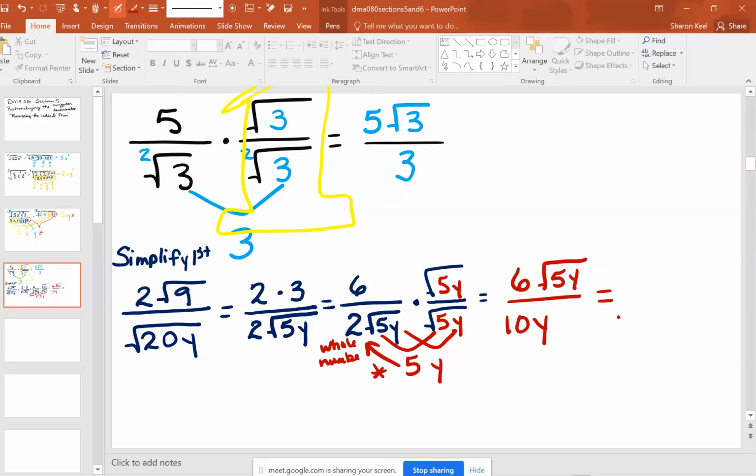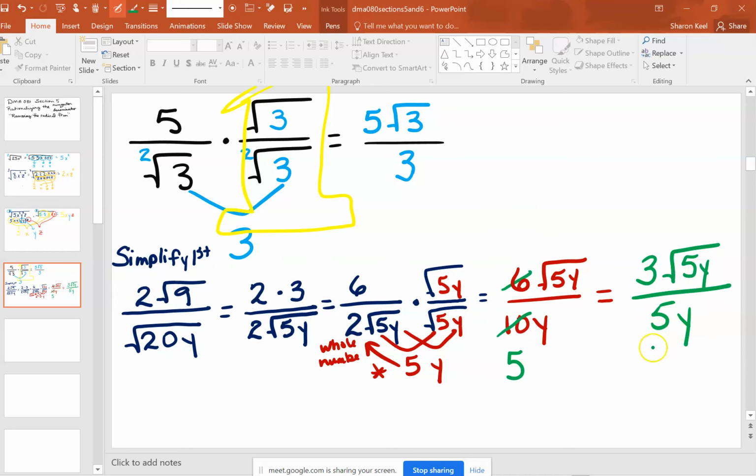Now, this is one problem that we can simplify a little bit further. 6 and 10 are both even. 2 goes into 6 3 times, and 2 goes into 10 5 times. So my final answer would be 3 square root 5y over 5y. This is under a radical. This is not. That cannot be reduced in any way.